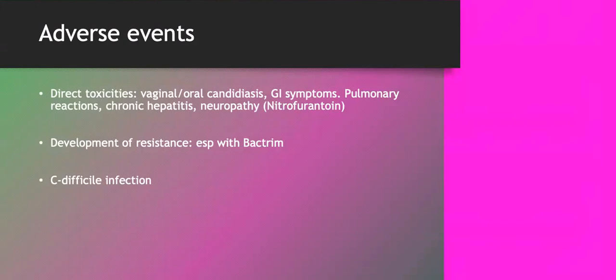In terms of adverse events linked to these antimicrobials, there are direct toxicities, which include vaginal and oral candidiasis, GI symptoms, pulmonary reactions, chronic hepatitis, and neuropathy, the last three linked to nitrofurantoin. Then there is development of resistance, obviously, which is the risk you take with any antimicrobial that you choose. This has been documented, especially with Bactrim. There's also the risk of C. diff infection, especially with prolonged use of these drugs.